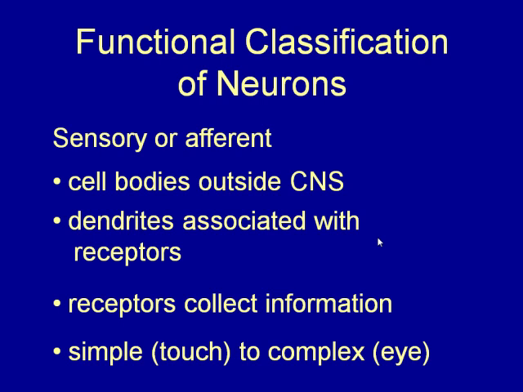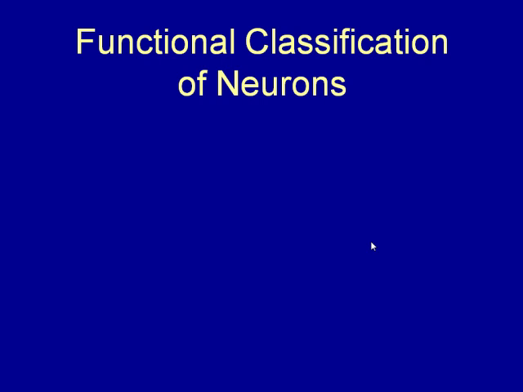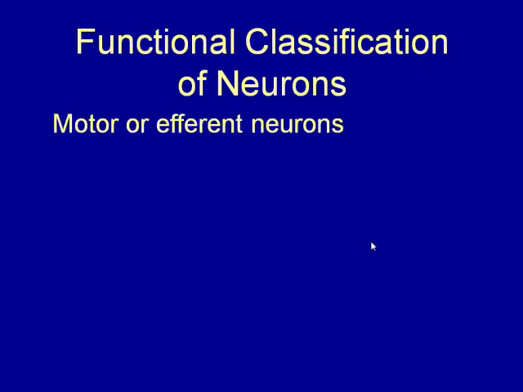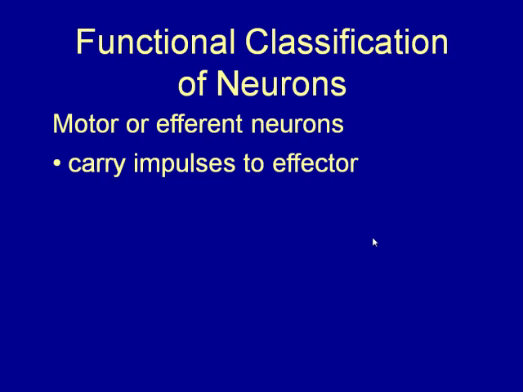Now, receptors can be very simple, like touch receptors, some of which are basically just bare dendrite endings, to very complex, like the eye and the ear, which have a number of structures that play a role in collecting the data and transmitting it to the sensory neuron. Another group of neurons are the motor or efferent neurons. Now, these carry impulses to an effector, either a muscle or a gland. Their cell bodies are inside the central nervous system.